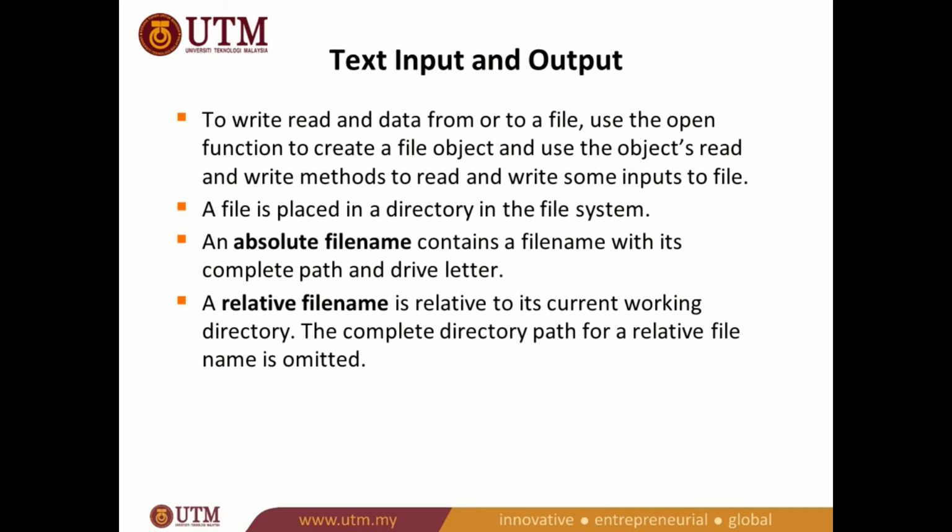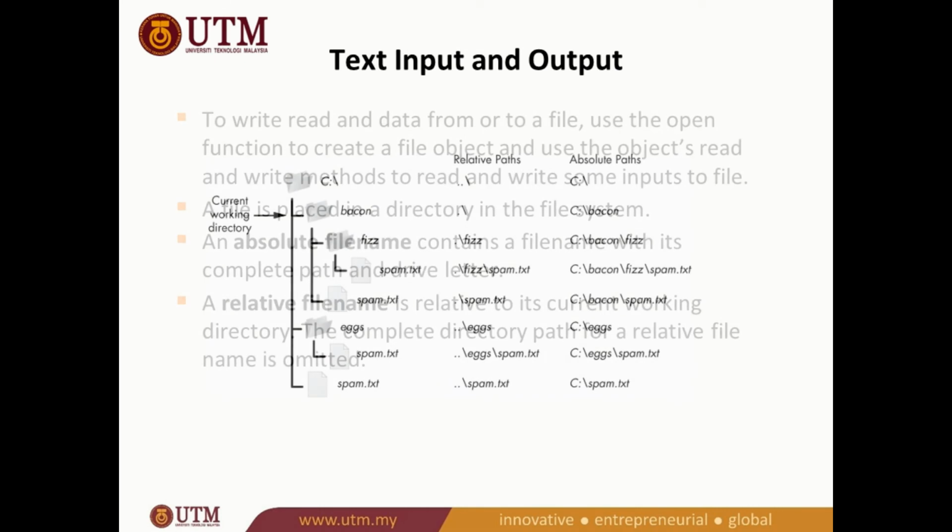The part of the file name after the last period or dot is called the file's extension and tells you the file's type. A file is placed in a directory or folder. Folders can contain files and other folders as well. There are two ways to specify a file path. First, an absolute path, which always begins with the root folder, and second, a relative path, which is relative to the program's current working directory.